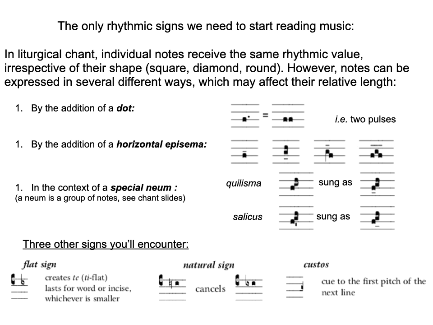A note can also be extended in the context of a special neume, and 2 of those special neumes are listed here. A quilisma, where the 3 notes in succession, which will be, for instance, Do, Re, Mi, instead of being sung Do, Re, Mi, will be sung under a quilisma as Do, Re, Mi. And the salicus, where the extension is on the second note: Do, Re, Mi. And the other signs you will encounter are the flat sign that we already encountered as an accidental. The natural is a sign that cancels the flat. And the custos is a sign that gives us the pitch for the next line.